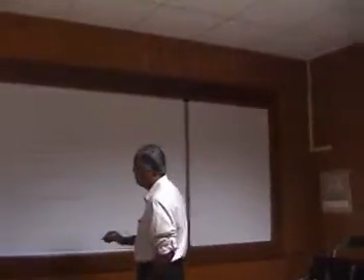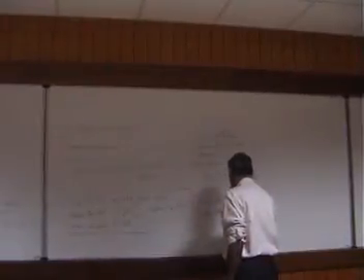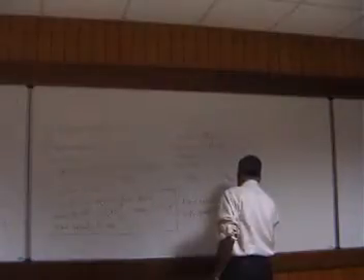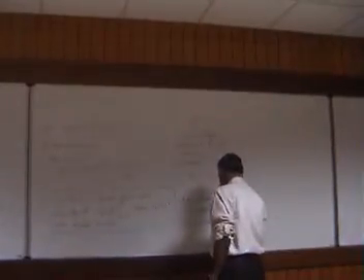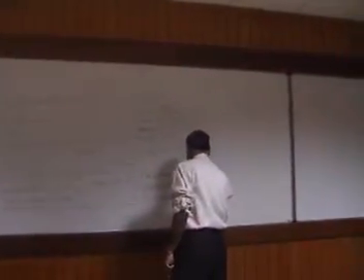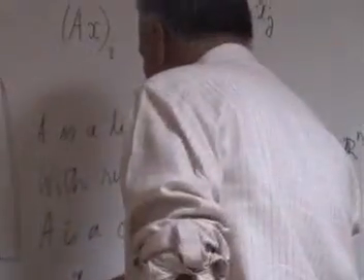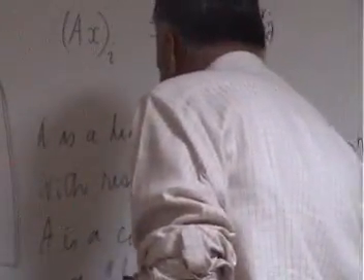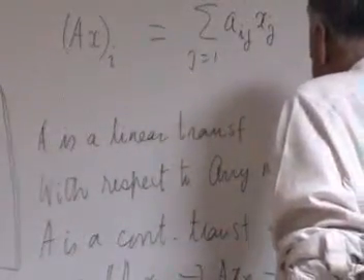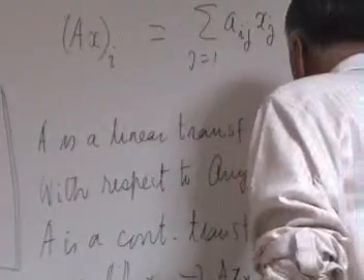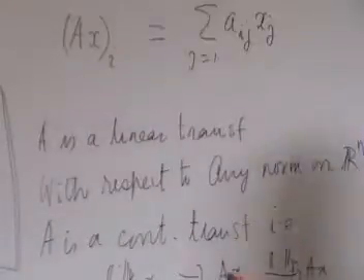So, with respect to any norm on R^n, A is a continuous transformation. What does that mean? That is, x_n converges to x in that norm implies Ax_n converges to Ax in that norm. So, if you have the p norm, the corresponding p norm.